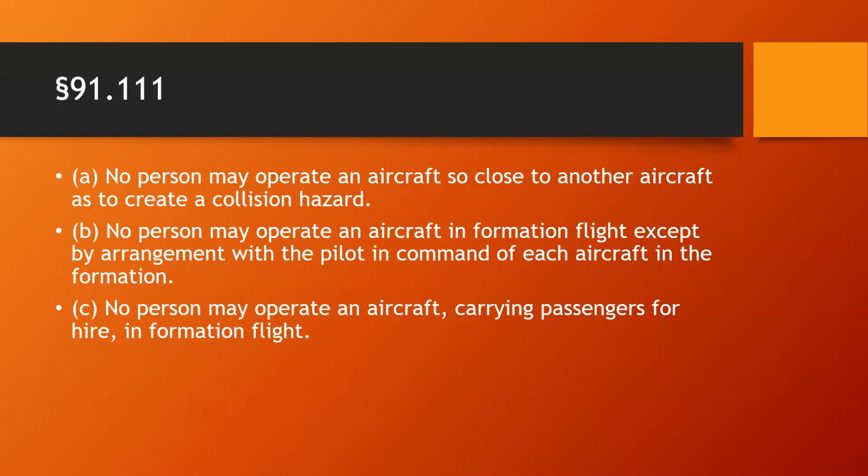Part 91.111. No person may operate an aircraft so close to another aircraft as to create a collision hazard. No person may operate an aircraft in formation flight except by arrangement with the pilot in command of each aircraft in formation. And no person may operate an aircraft carrying passengers for hire in formation flight.